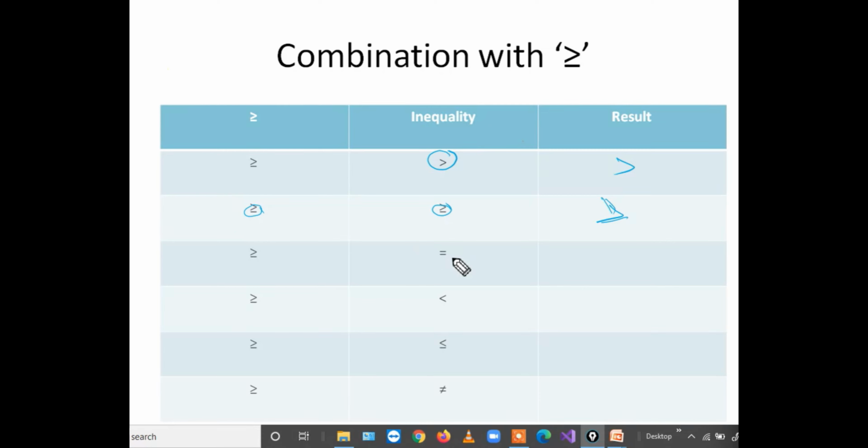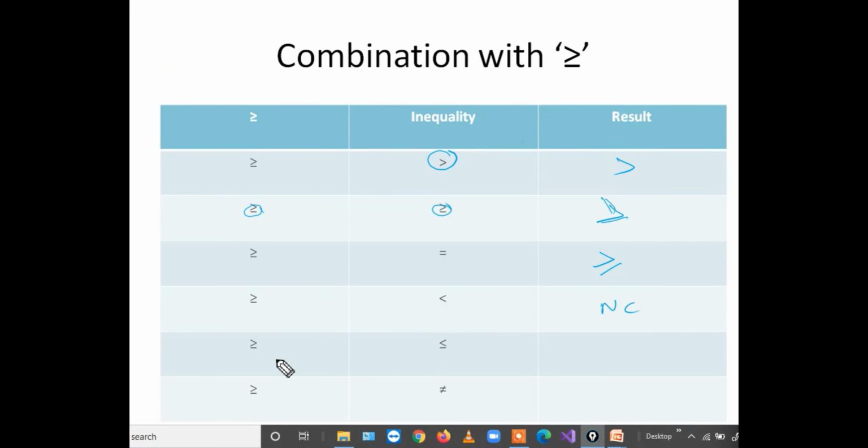Greater than or equal to with equal to. For this equal to, what is the input? Greater than or equal to. Simply that will be the output. It is also greater than or equal to. Greater than or equal to with less than: opposite polarity, no combination. Greater than or equal to, less than or equal to.